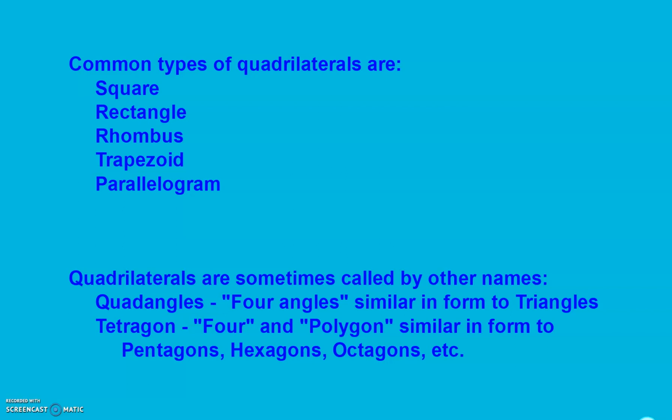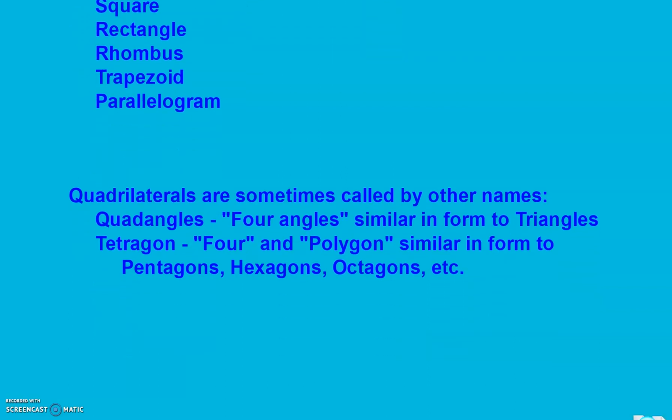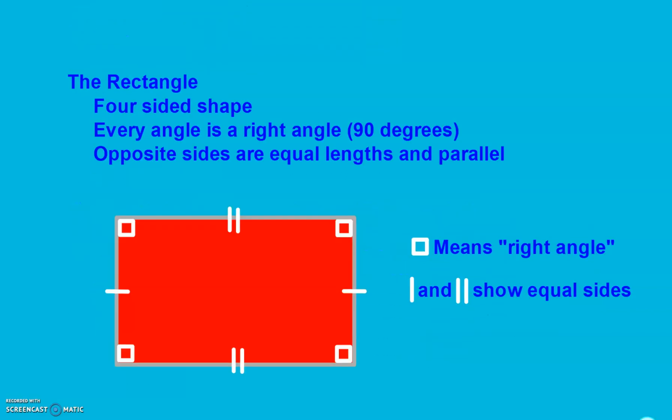Quadrilaterals are sometimes called by other names. Quadrangles, meaning four angles, is similar in form to triangles. Tetragon is four, and polygon, so it's similar to pentagons, hexagons, heptagons, octagons, things like that. So a couple different ways that we can name them there.